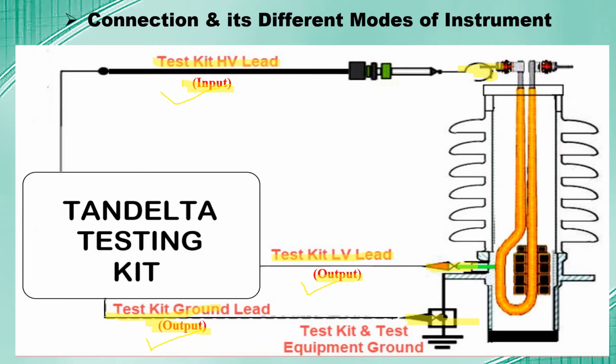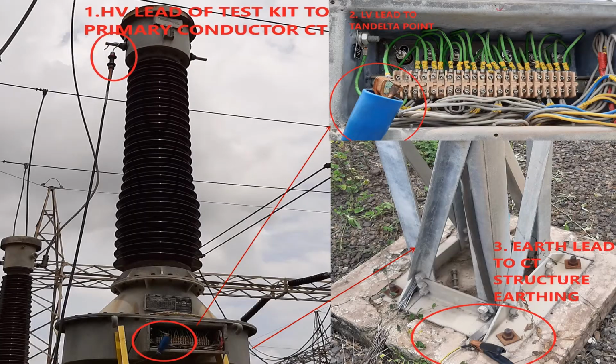So this completes your connection of the CT. A very good pictorial representation of the connection is shown here. The HV cable or lead of the testing kit is connected to the primary conductor of the CT. Then the LV cable is connected to the tan delta point provided in the secondary terminal box of the CT, and at last the earthing cable is connected to the CT structure.